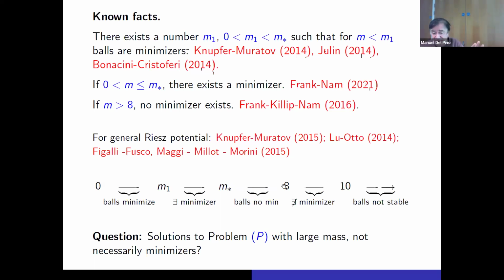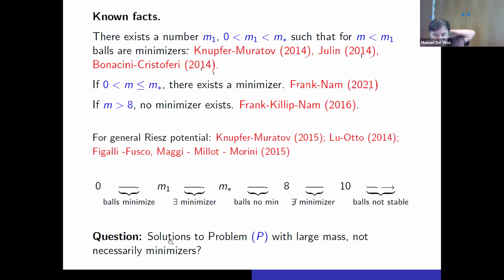From 8 and on, there exist no minimizers, simply. In fact, balls are no global minimizers beyond m star. However, they could still be local minimizers. It turns out that they are local minimizers. The balls are local minimizers up to mass equal to 10, and beyond 10 they are no longer stable, so they are no local minimizers anymore. This is a fact, and this is also a relatively simple computation. So balls lose stability: they are stable up to 10, and beyond 10, balls are no longer stable.